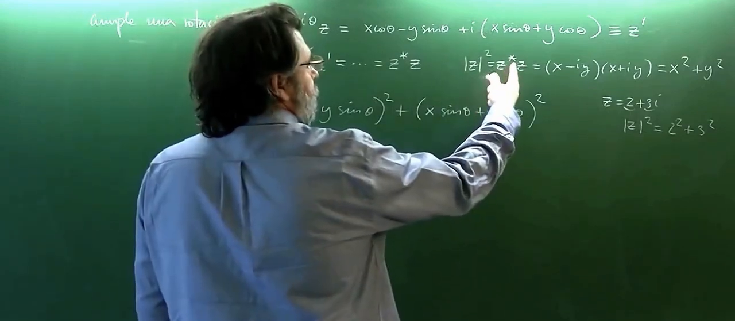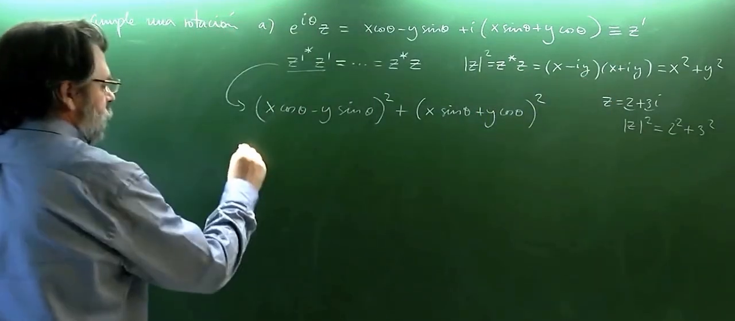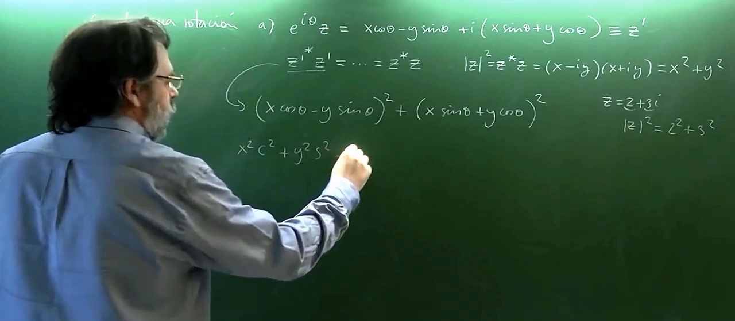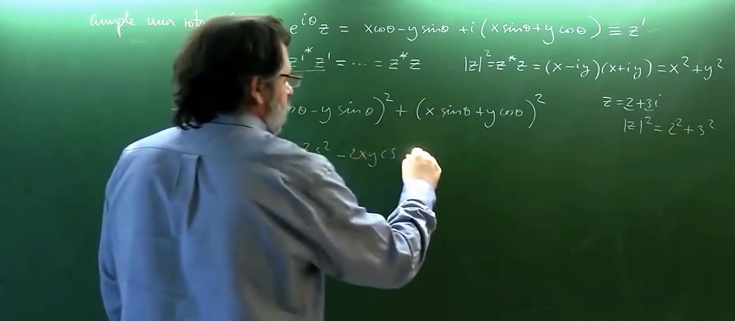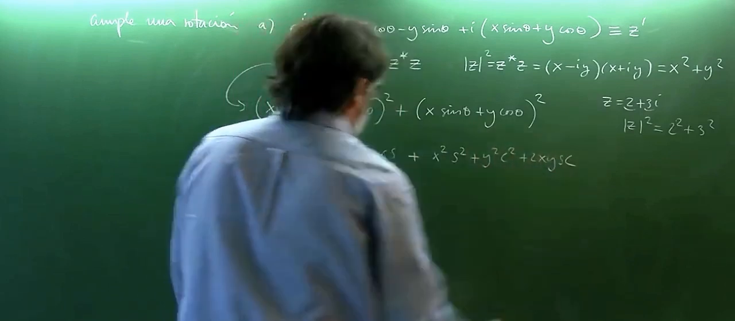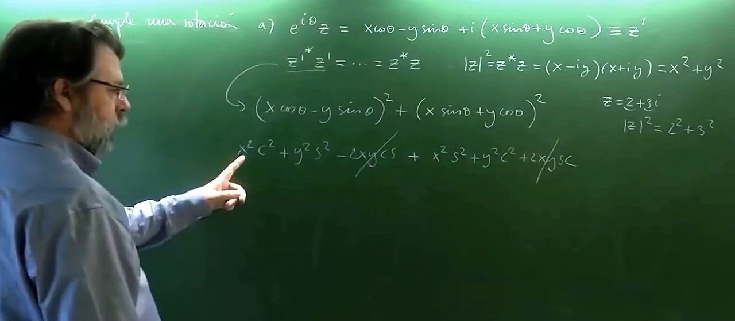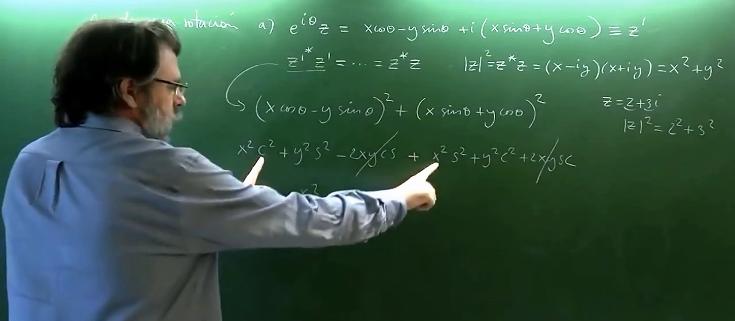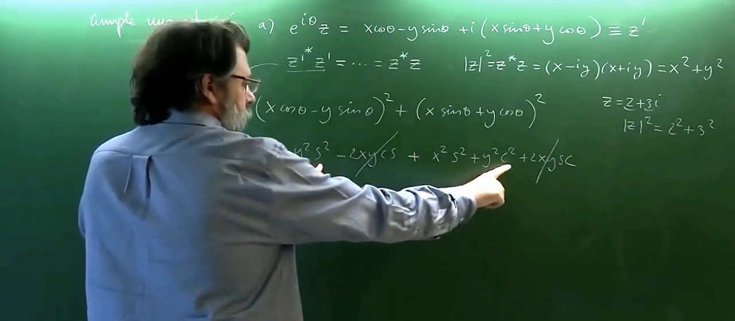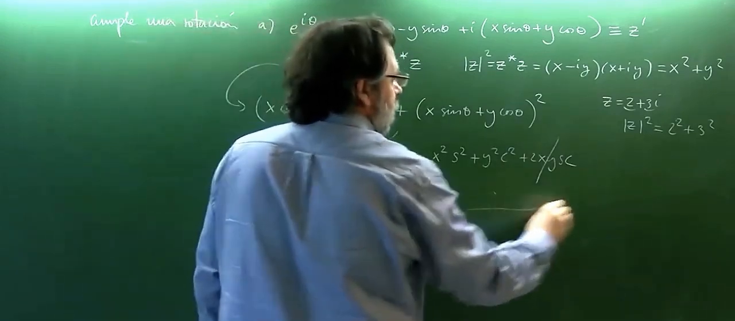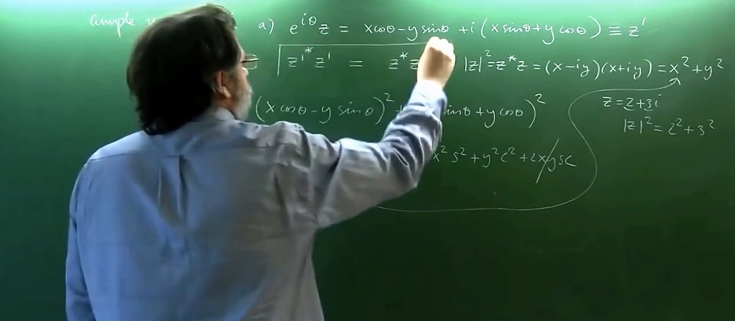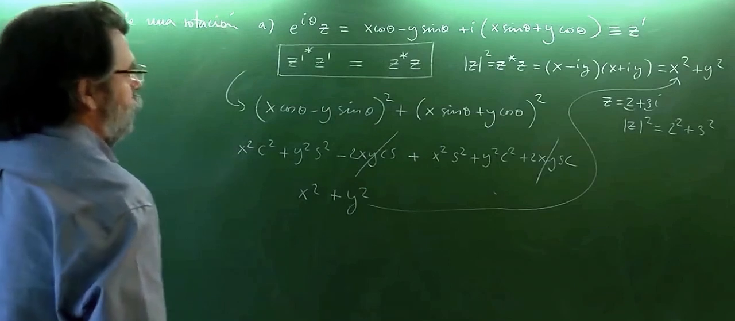I'm doing that because I've realized that z asterisk times z turns out to be this. So if we do this, it will be x squared times cosine squared plus y squared times sine squared minus 2 times the first times the second. And here more of the same: the square of the first plus the square of the second plus 2 times the first times the second. Then the crossed terms cancel out, and notice that I can factor out x squared and I get cosine squared plus sine squared, which is 1. Then if I factor out y squared I get sine squared plus cosine squared, which is also 1. In other words, it's exactly the same as this. Therefore, it's effectively proven. This is what's called an invariant.